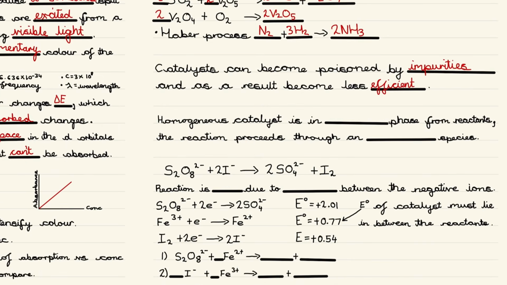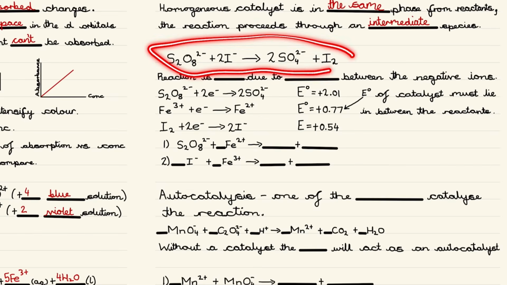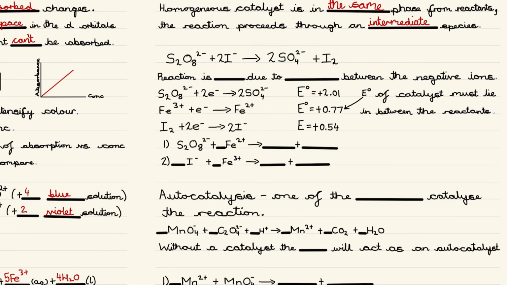A homogeneous catalyst is in the same phase as the reactants. The reaction proceeds through an intermediate species. So an example of this that you should know is this reaction here. Basically, this reaction is slow, and that's because there's a repulsion between these two negative ions. So what we can do is add Fe2+ to the reaction, and we get this.